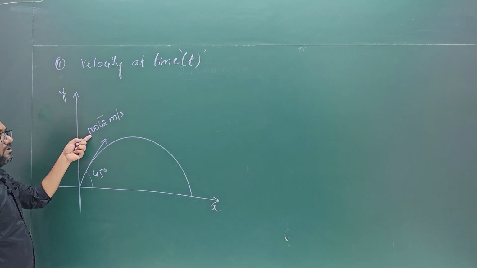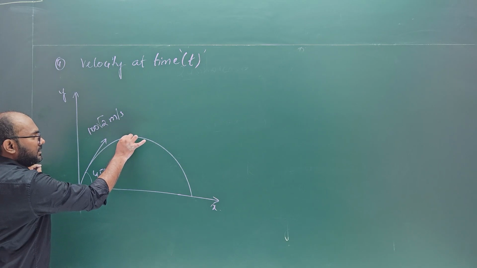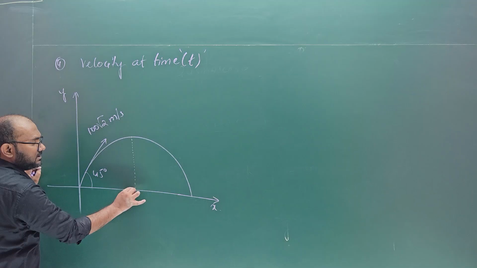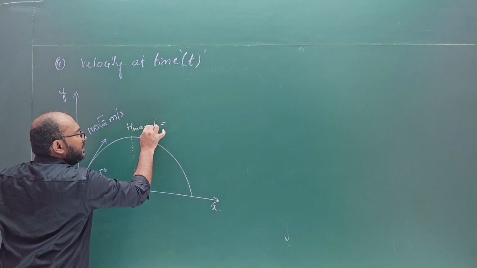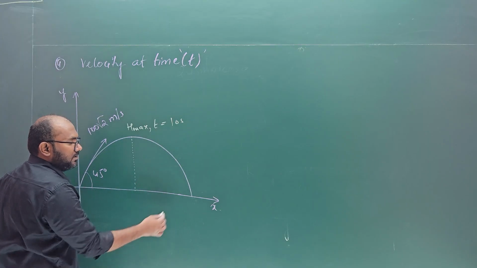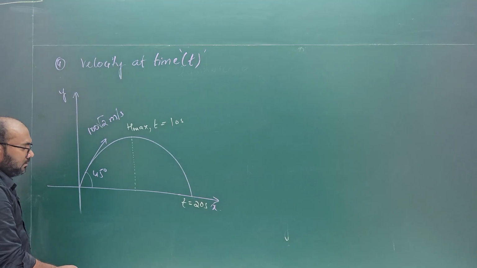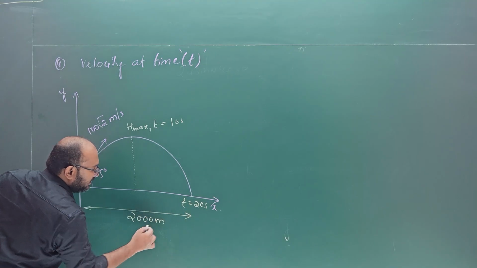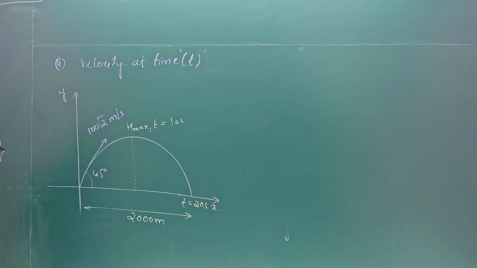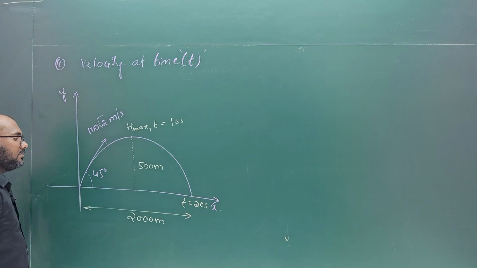And in this equation, what we got? The time period is 20 seconds. That means, can I say that the object will be at Hmax in 10 seconds? So at Hmax, the time will be 10 seconds. Why? Because the total time we are getting is 20 seconds. And what is the range we got? 2000 meter. So this is your 2000 meter range. What is your Hmax? 500 meter. So this is your Hmax, 500 meter, range is 2000 meter, and time is 20 seconds.